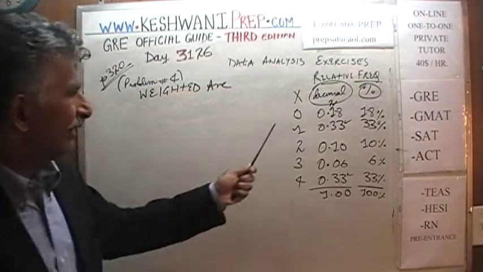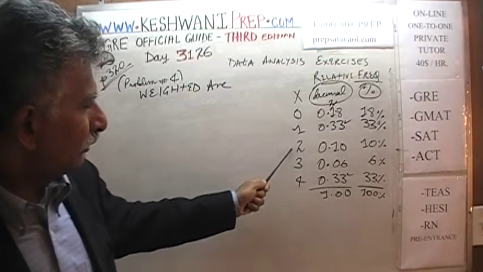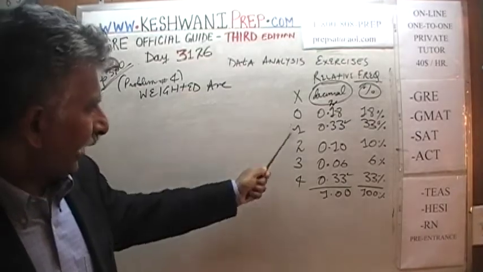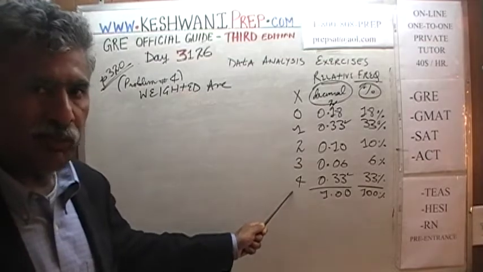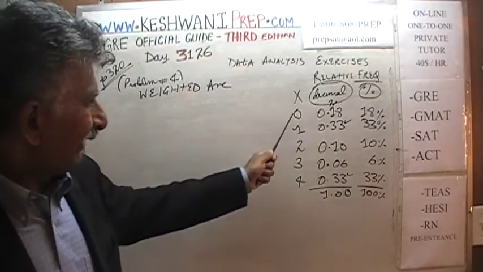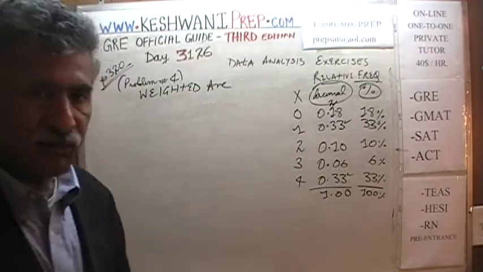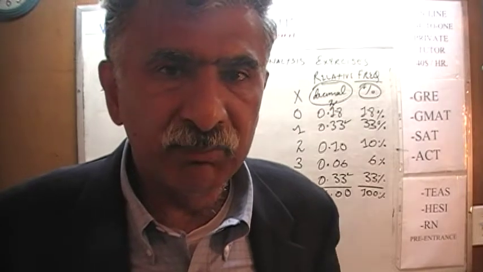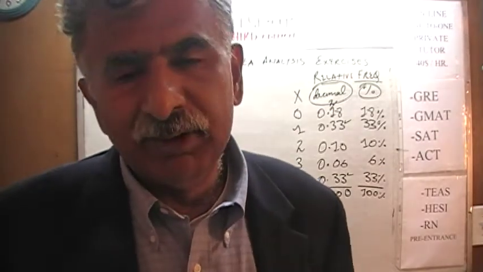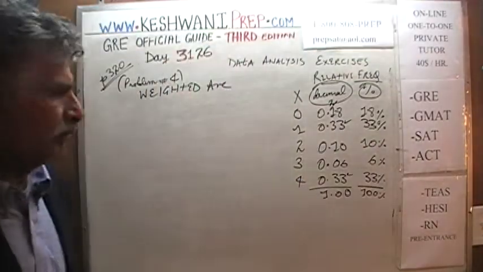We cannot simply take the average of 0, 1, 2, 3, and 4. We can take the average of 0, 1, 2, 3, and 4, add up these numbers and divide by 5, if all of these values occurred with the same frequency. If x takes the value of 0 and 1 and 2 and 3 and 4, there are 5 different values it takes on, and if we are told that it takes on these values 20% of the time, each of these values, then of course we can take a simple average because the weights are the same. But the weights are not the same, we have to take the weighted average.